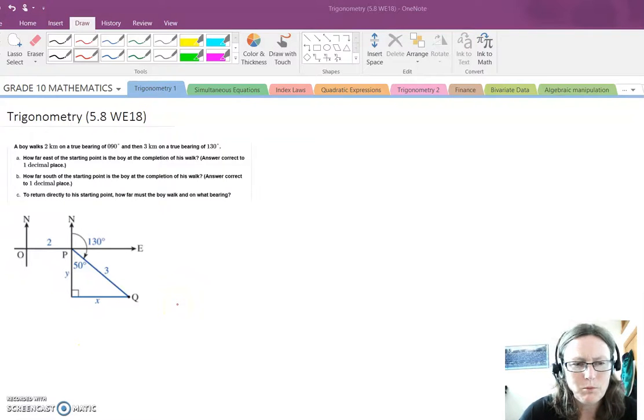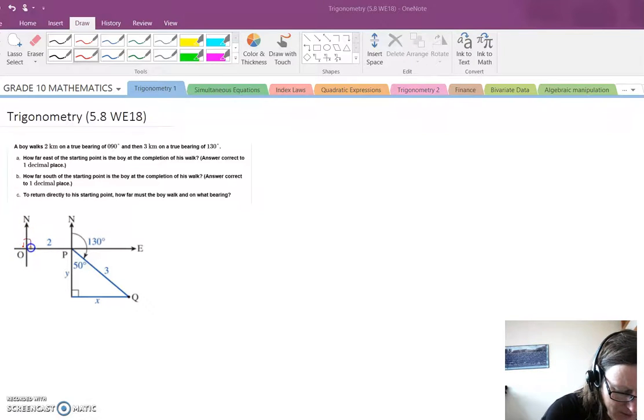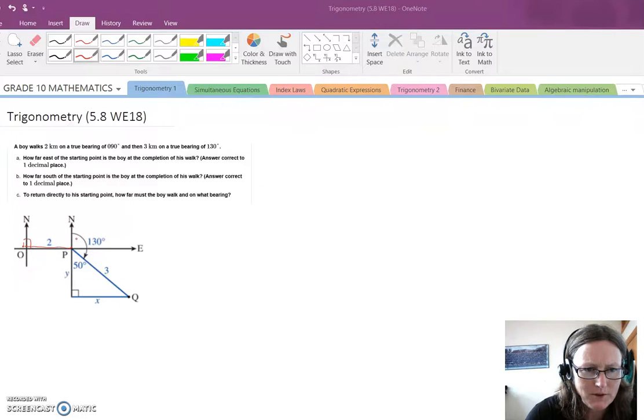Okay, one more example, probably our hardest example. I've already got the picture drawn here, but I'll go over it with you. A boy, he starts here. He walks 2 kilometres on a bearing of 90 degrees. So this here is 90 degrees, and he walks across here for 2 kilometres.